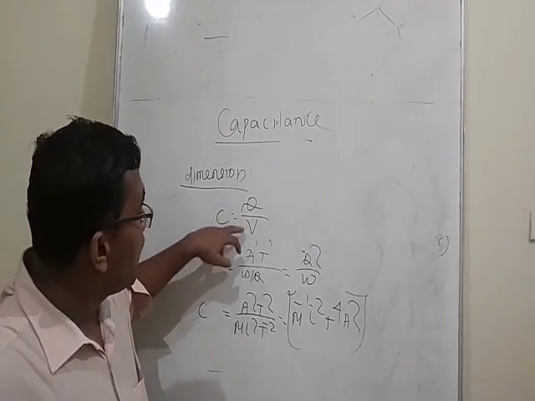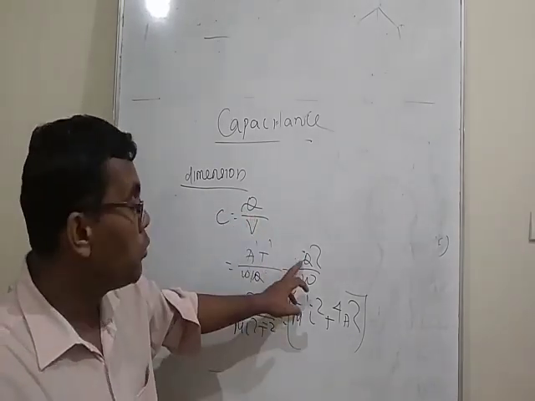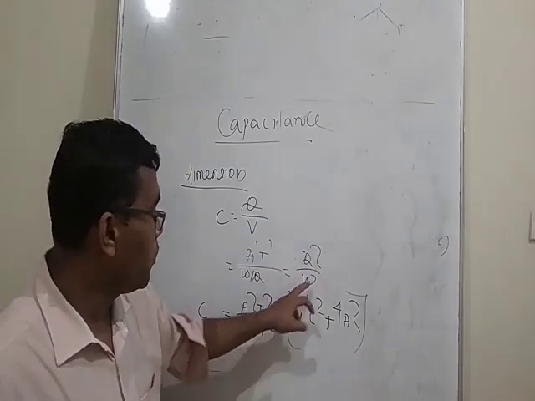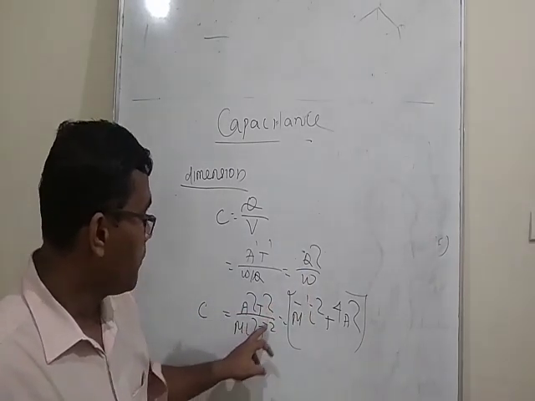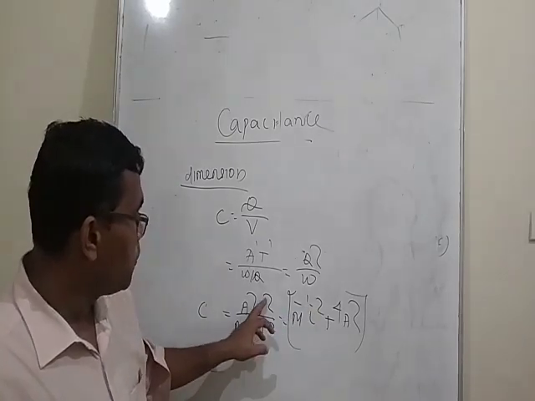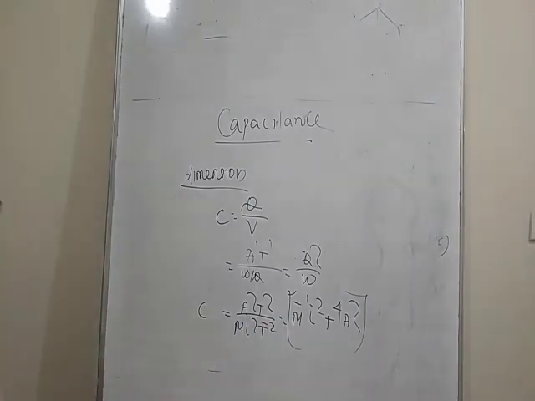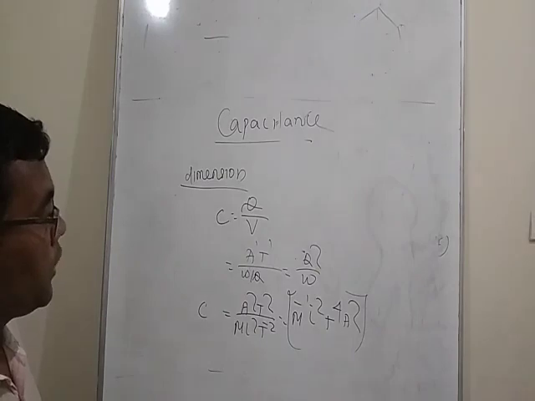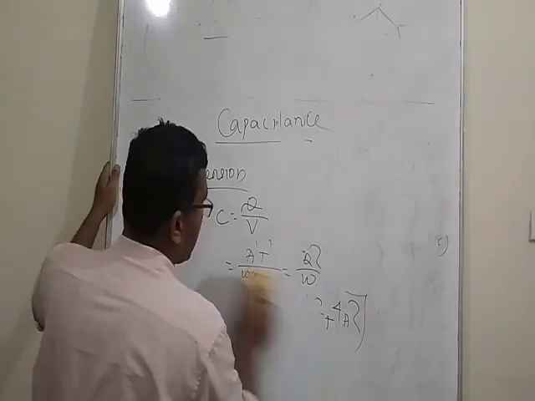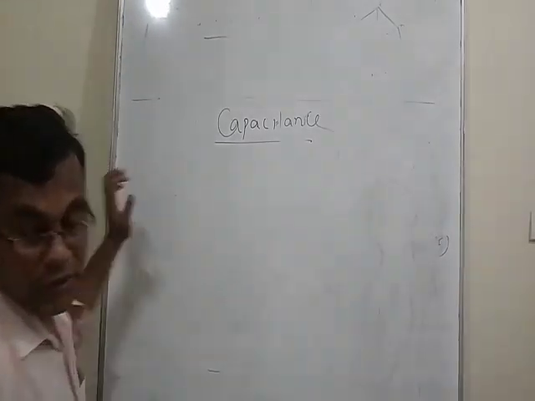Capacitance C is Q by V, and V is W by Q, so C is Q square by W. Q is charge, with dimension A T, so Q square is A square T square, divided by W. W is equal to M L square T minus 2. So we get M minus 1, L minus 2, T minus 2 plus 4, that is T4, A square. So capacitance C is equal to M minus 1 L minus 2 T4 A square. It is the dimension of capacitance. And capacitance is a scalar quantity.